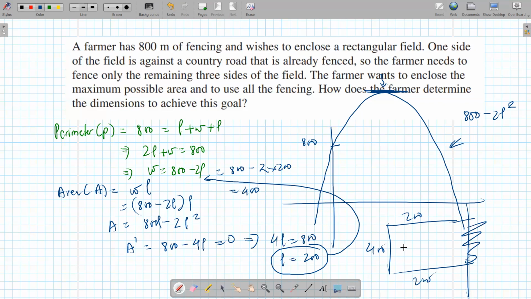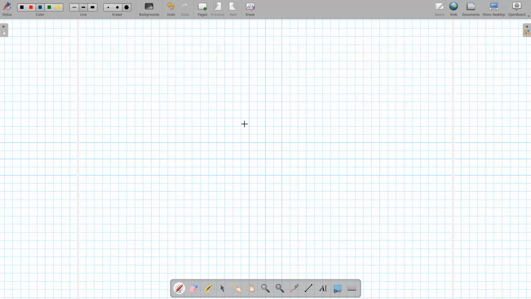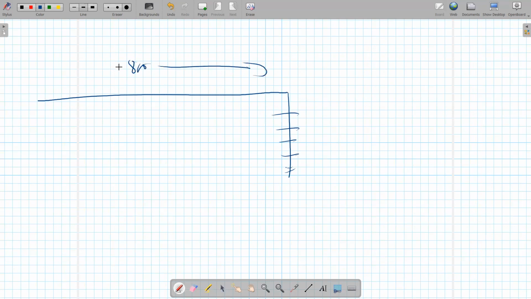What if you had to find the minimum amount of area? The minimum amount of area would be a straight line. Minimum is 0, right? So basically it's counterintuitive, but the minimum amount of area would be, let's say this is the road, you just do this. You never close the rectangle. You use 800 like this. It's counterintuitive, but that's how you do it.